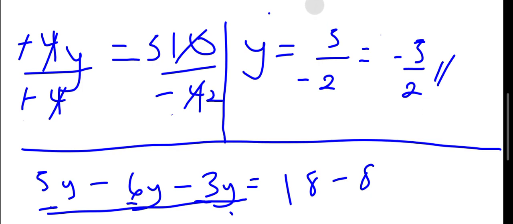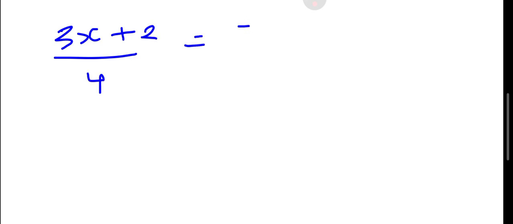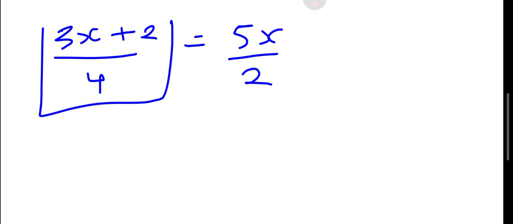Okay guys, let's continue to a different type of question too. So we have a question like 3x plus 2 over 4 is equal to 5x divided by 2. So we now have fractions on both sides, right? So as I told you, when you have a question like this where there is a fraction on both sides, you have only one fraction, like this is one fraction, this is another fraction, right?